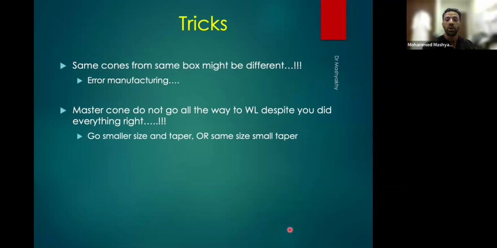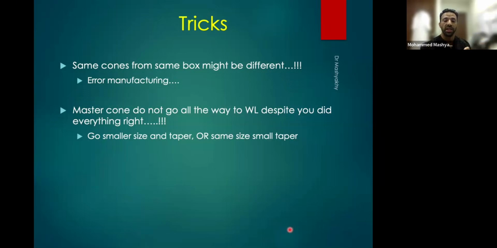If the master cone does not go all the way to the working length, despite that you did everything right, irrigation, recapitulation, then go smaller in size and taper, or go smaller in taper. Sometimes, because the canal is long, and when you do the gutta percha matching, you use it with the canal wet, not dry. Okay, it's very important. The friction of the gutta percha on the walls prevents the gutta percha from going all the way down. Gutta percha is a plastic, not like a file. A file is a metal.